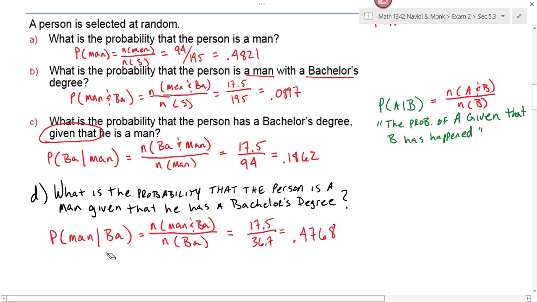So the order matters here on these conditional probabilities. That's another point that I want to make. The probability of A given B most likely will not be the same as the probability of B given A. The given condition is what has to go right here in this second position. That becomes your sample space for the probability, because that condition has already happened.